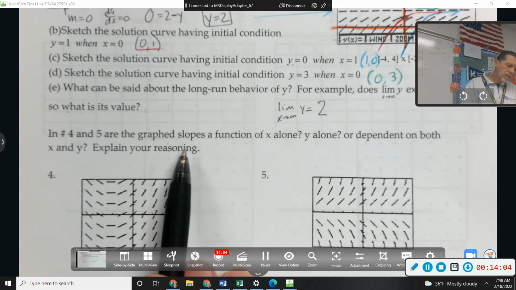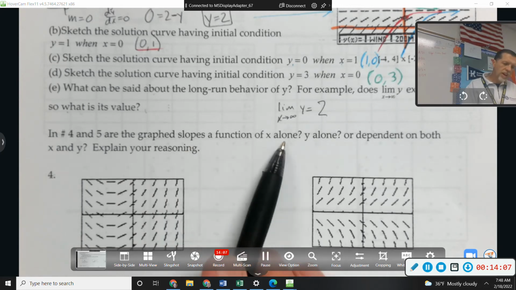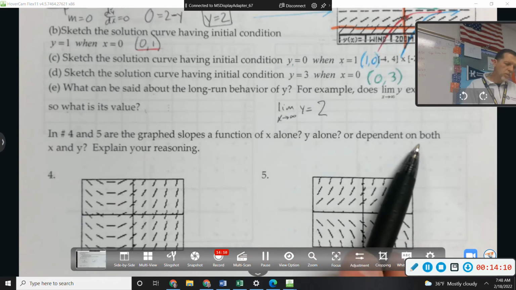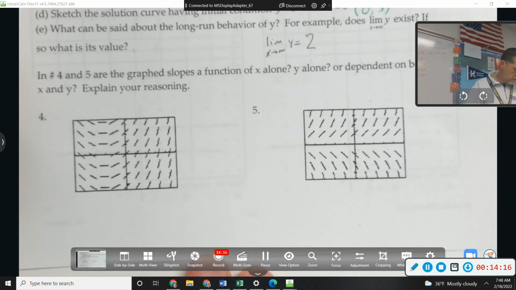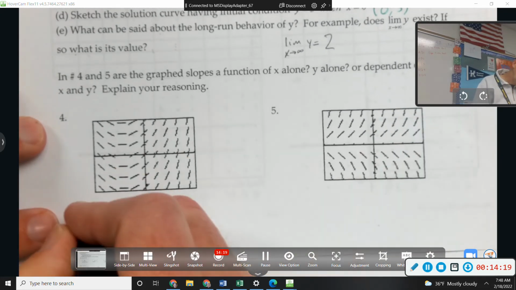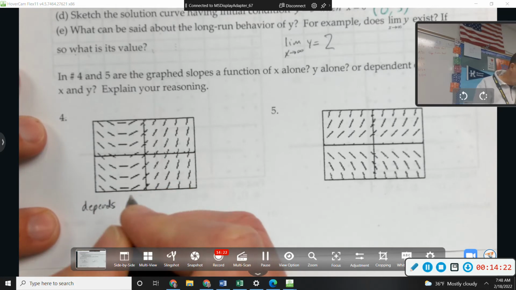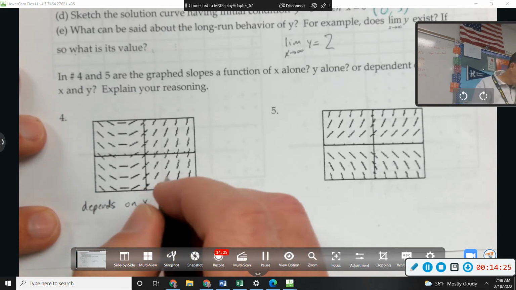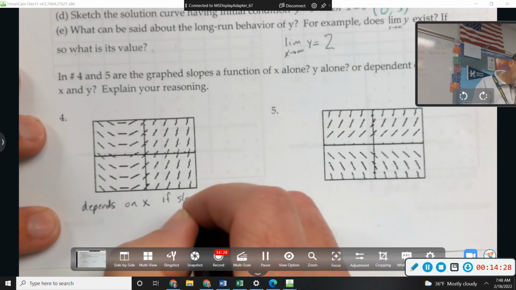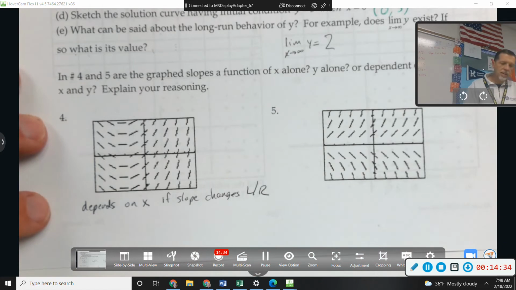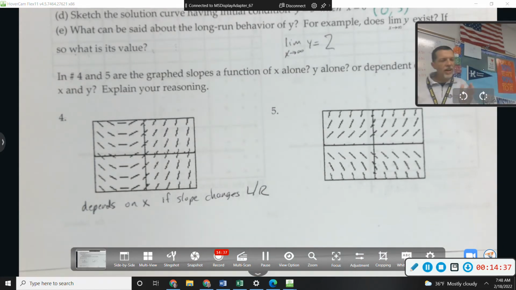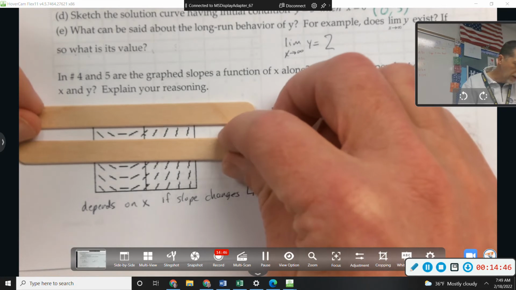Four and 5. Are the graph slopes of a function of x alone or y alone or dependent upon both? So, I don't know if this is one of those that's easy when you get it, but until you get it, maybe not. Let's say it depends on x if the slope changes left to right. Right? As we move left to right, if the slope is changing, then it depends on x. So in some ways this is kind of hard to see because you don't want to look at everything all at once. You just want to pick out like one row.